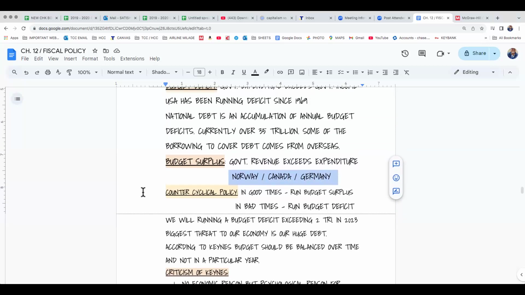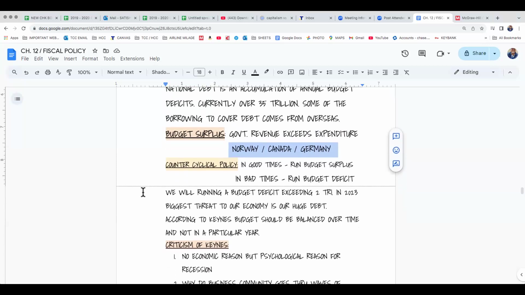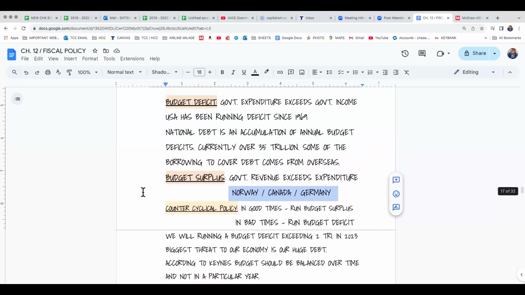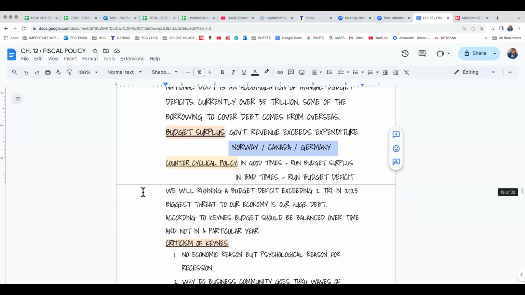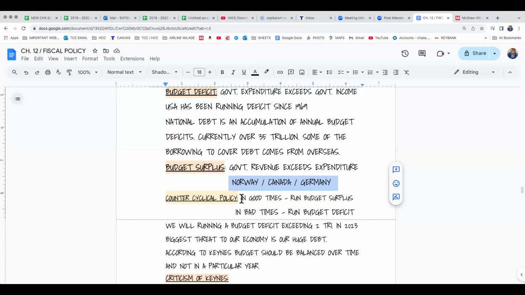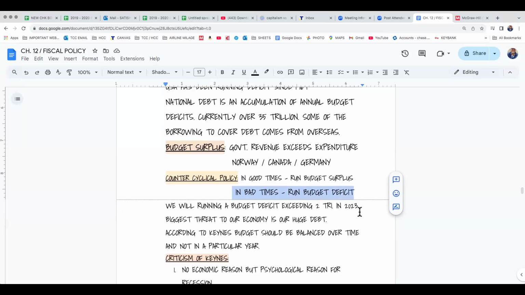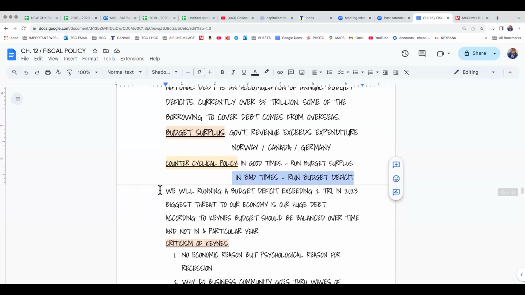So Mr. John Maynard Keynes, the famous economist, who came up with this model of aggregate demand and supply, what he said was, when times are good, we should run budget surplus. When times are bad, we should run budget deficit. So this particular year, we'll be running a budget deficit exceeding 2 trillion. In 2024 also, close to 2 trillion.